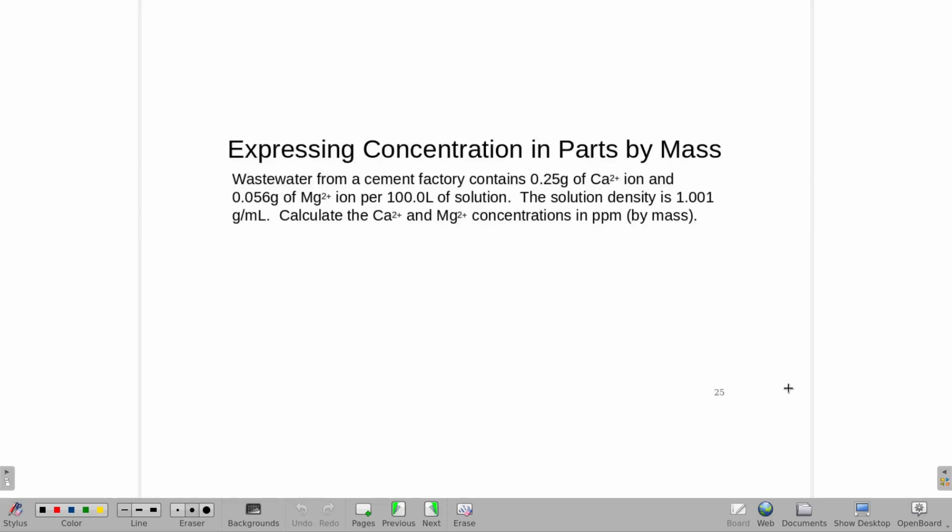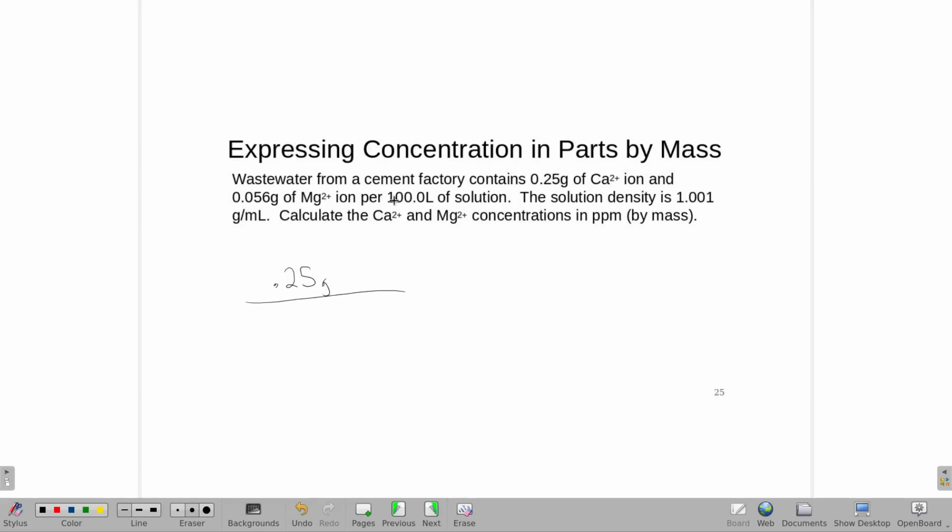All right, next one, we're going to talk about concentration in parts by mass. Now, this particular parts by mass is silly to calculate based on grams. What we mean by that, let's actually take into consideration what this would be. Let's get the part by mass for the calcium ions in the water. So the mass of the calcium in that is just 0.25 grams.